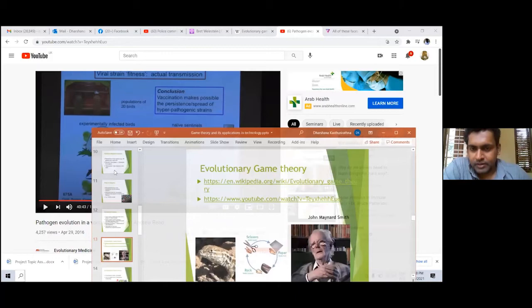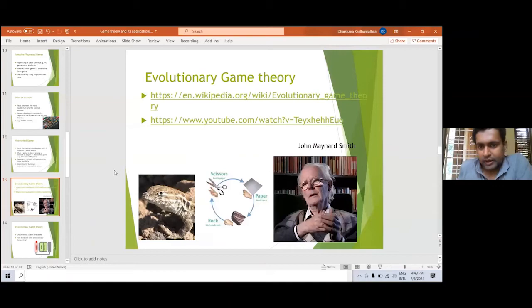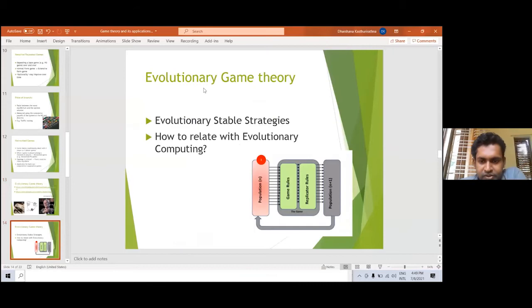So you can see that it has gone far beyond economics or microeconomics. It can be applied in many different contexts, because there can be many situations where you have these strategic games, right? So the idea of evolutionary game is that you have a population, then you have certain rules, and those rules, or strategies, get replicated.